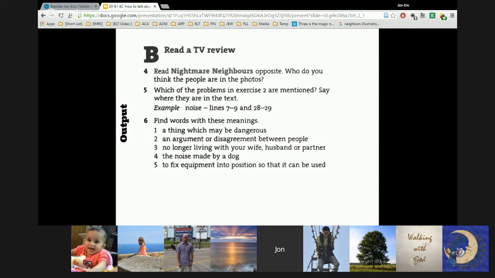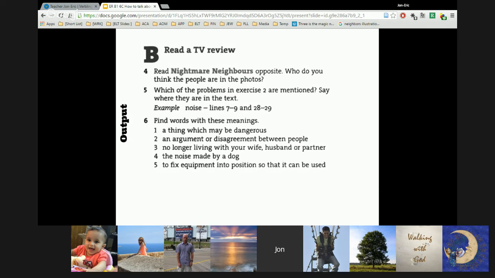Number 2, an argument or disagreement between people is dispute. Very good. Dispute. Notice the little E. Good. Number 3, no longer living with your wife, husband, or partner means you are separated. Separated.